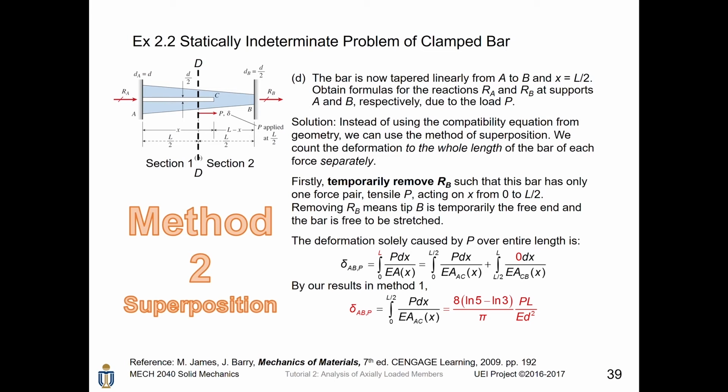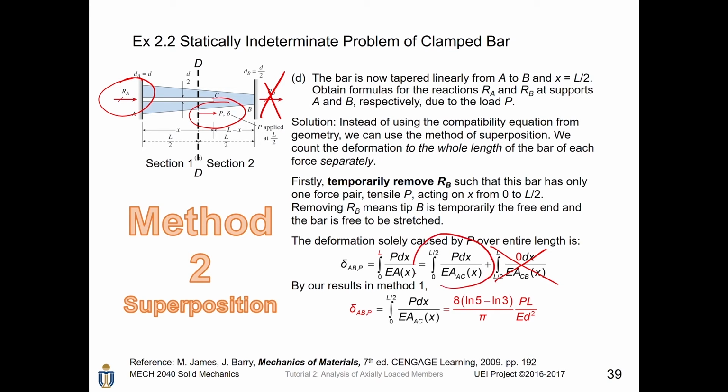In the previous method, we were mainly dealing with the structure by using the geometry compatibility. Now, we will solve this problem by using the method of superposition. We temporarily remove RB such that this bar has only one force pair, tensile P and RA. Then, for section 1, there will be a tensile load P on it, while for section 2, there is no load acting on it. For section 1, we apply the area of AC, while for section 2, we apply the area of CB. Now, this integral will become 0.